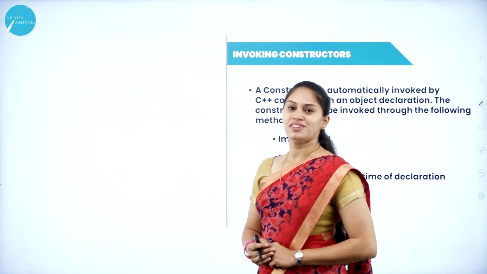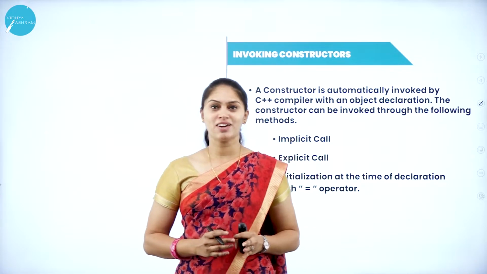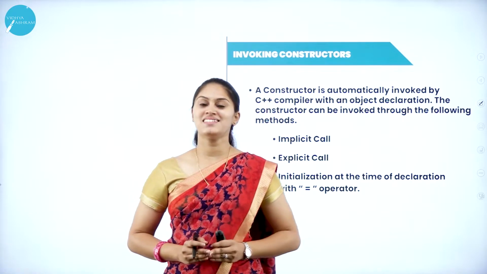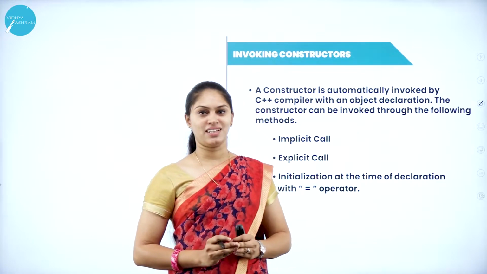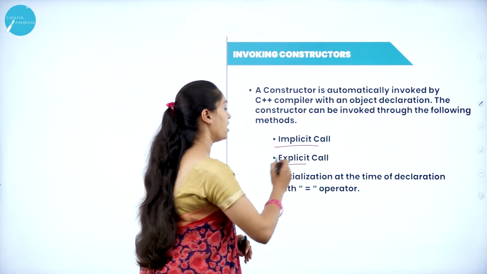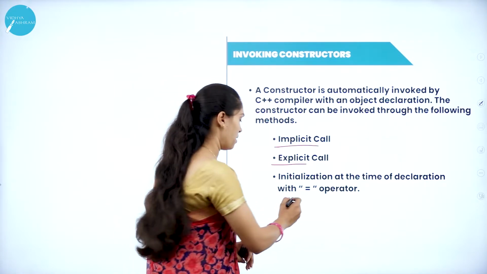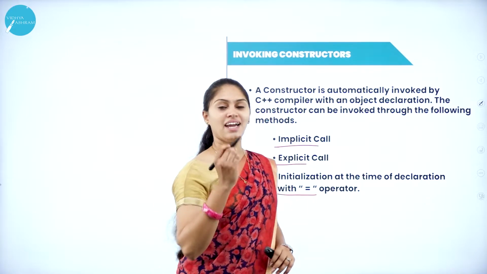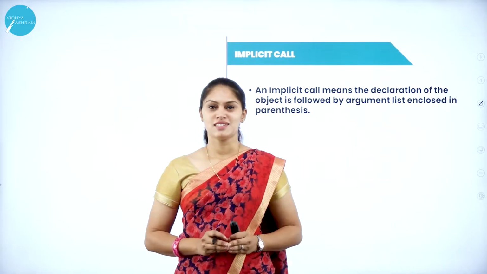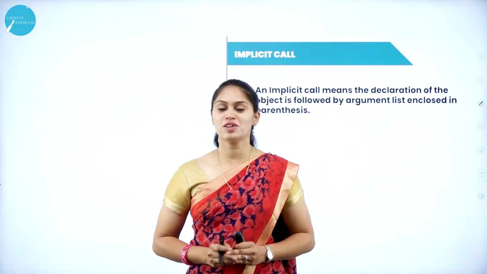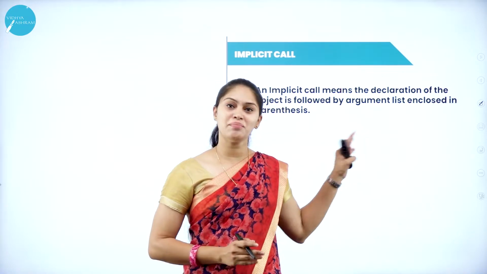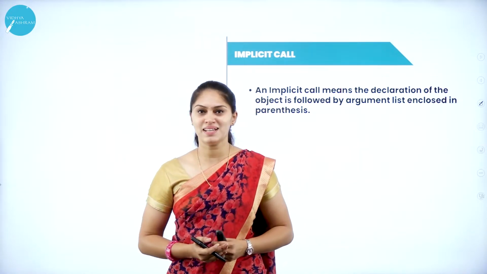Let me get into the first topic, that is invoking or calling of a constructor. Which are the methods to invoke the constructor? There I have 3 types of methods: implicit call, explicit call, or with the help of an assignment operator, I can initialize an object at the time of its declaration. Now we'll see the first method of invoking the constructor. Which is the first method? That is implicit call. What is this implicit call?